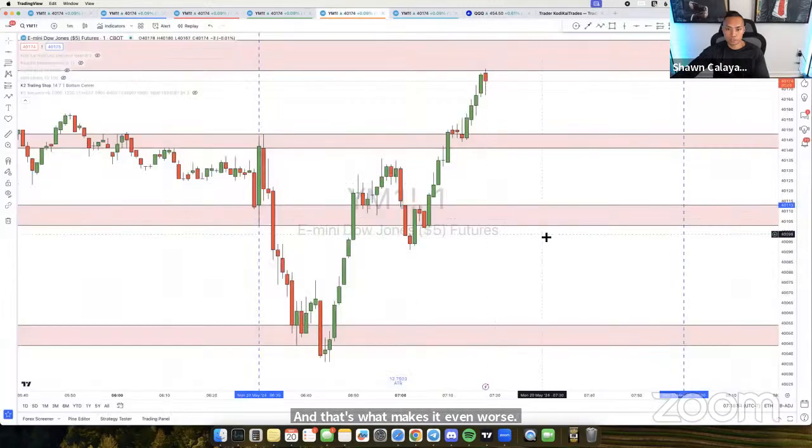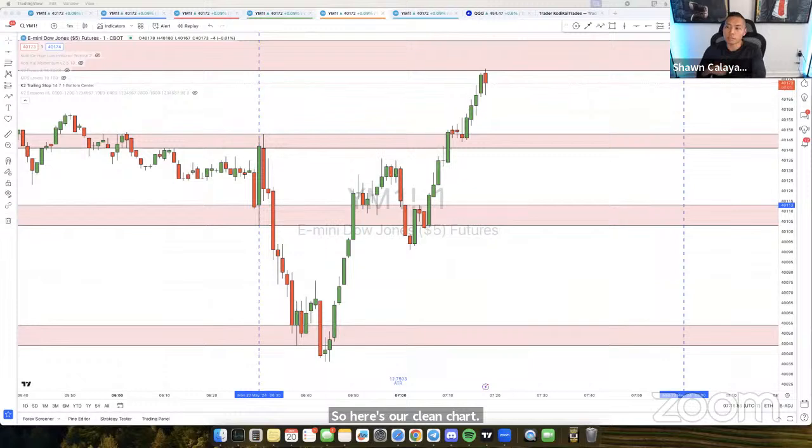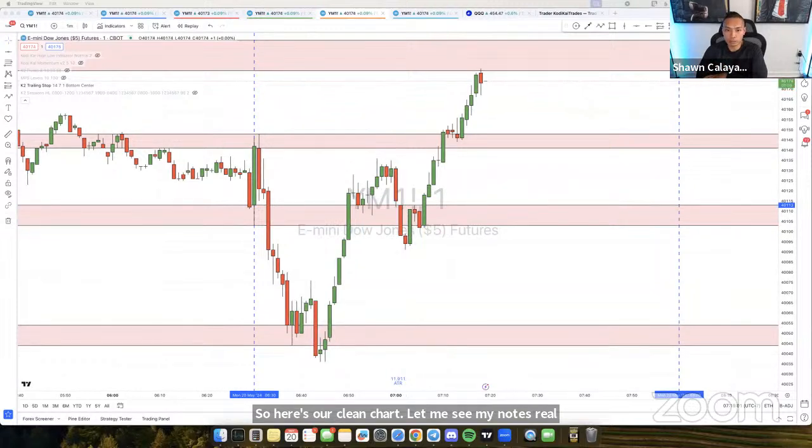So here's our clean chart. Let me see my notes real quick. What was the last thing I did? So I said fake out an upper range back to lower range. Fake out in the lower range.